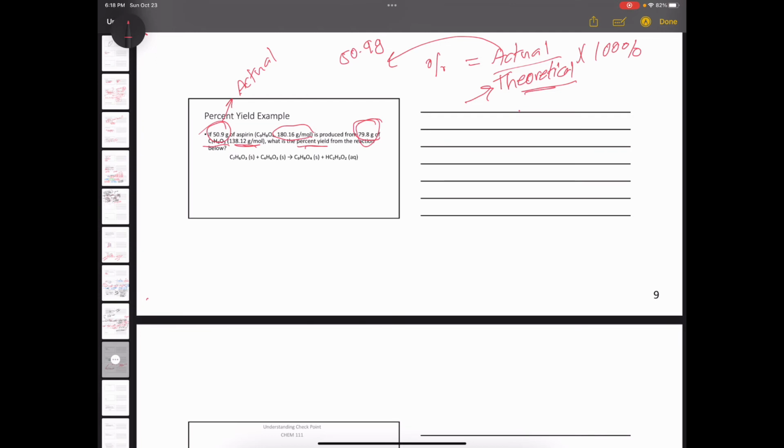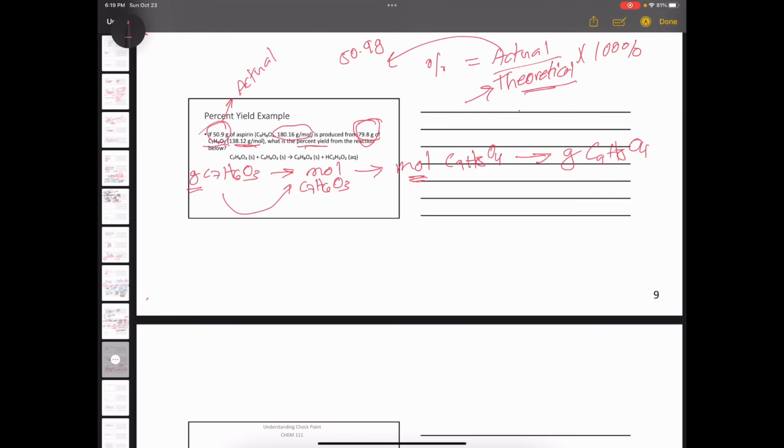Okay, so if I were to sketch a plan for this, we are starting with the grams of salicylic acid, the C7H6O3. I will need to convert that into moles of salicylic acid. And then I'll convert the moles of salicylic acid into moles of aspirin, which is the C9H8O4. And then I'll convert the moles of aspirin into grams of aspirin, which is the C9H8O4.